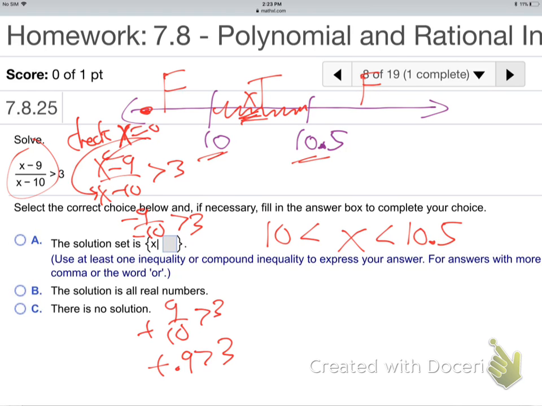Because it's not greater than 3. Is that good? In other words, the only numbers that make this original inequality true are numbers between 10 and 10.5. That's not many numbers, is it? Actually, there's an infinite number of numbers between 10 and 10.5.